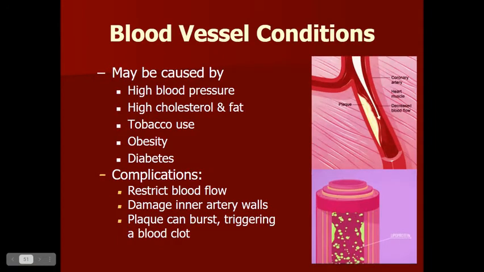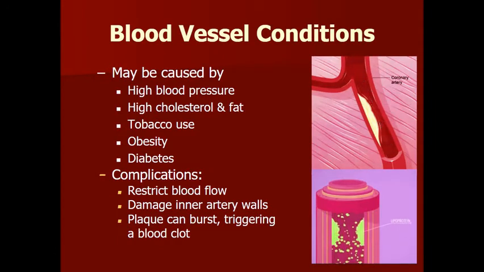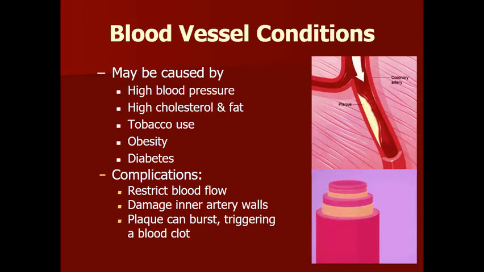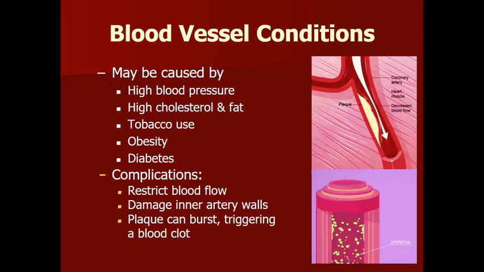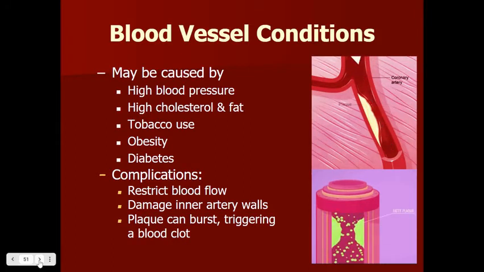It could be caused by high blood pressure, high cholesterol and fat in the diet, tobacco use, obesity, diabetes. Complications of atherosclerosis is that plaque could restrict blood flow. It could damage the inner artery walls, and the plaque could actually burst and it could trigger a blood clot. So then we could have a thrombus, which could progress to an embolus.